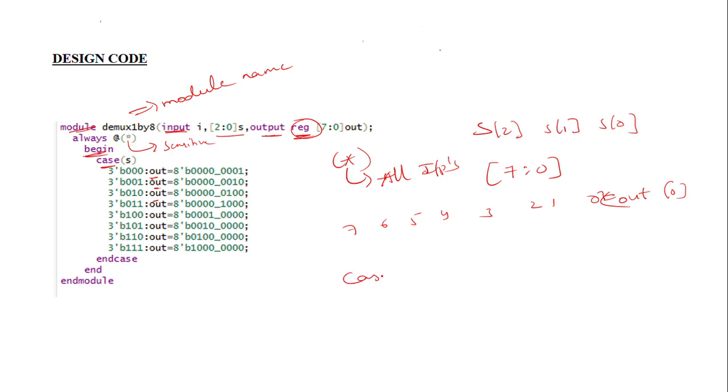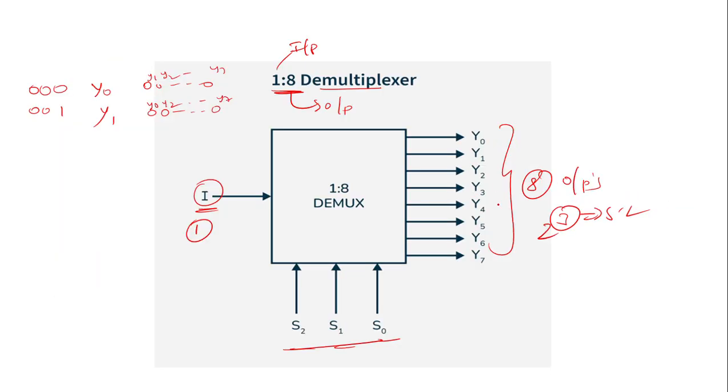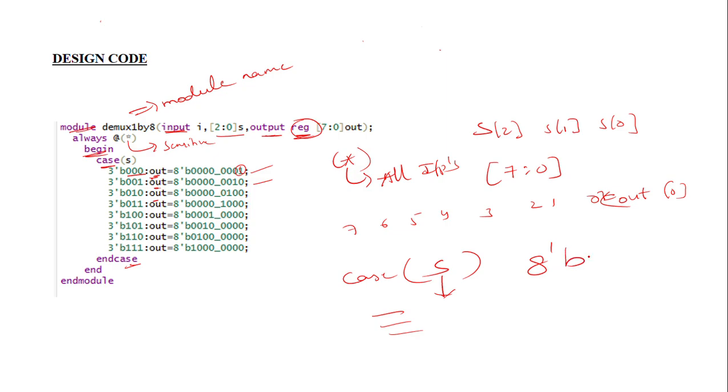We all know about the case statement. Inside the brackets you put any variable. For this variable you can give different values inside the case block. If it is equal to a particular value, then that particular line is going to be executed. Otherwise, if the value is 1, this line will execute, and the case will end with end case. So here, if the select line is equal to 0, the out variable is like this. What is the size of the output port? 8. So 8-bit binary, meaning 8'b.